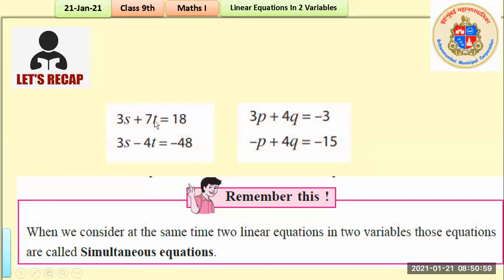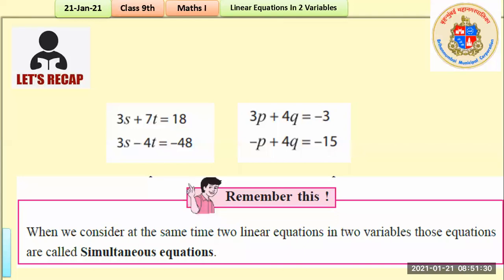The first one is an example of simultaneous equations in the variables s and t. The second example is of simultaneous equations in the variables p and q. So when we are looking at two linear equations in two variables, we say they are simultaneous equations.